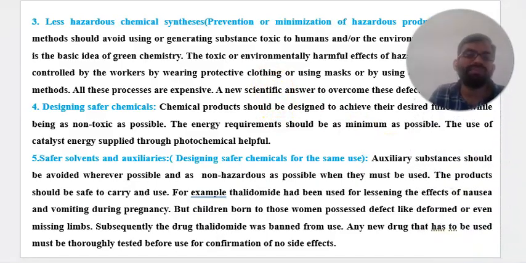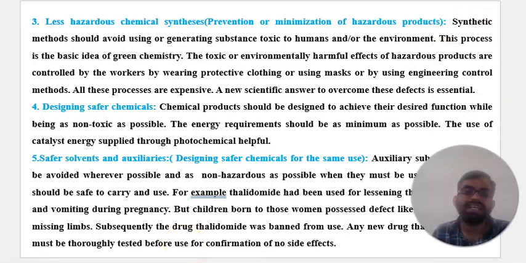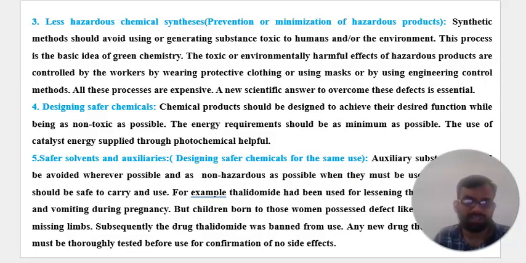Now we can see the fifth principle, safer solvents and auxiliaries. Like designing safer chemicals, auxiliary substances should be avoided. Therefore, where possible, non-hazardous ones must be used. The example is thalidomide: pregnant women used it, but it had side effects. This kind of problem should be overcome by a green chemist.